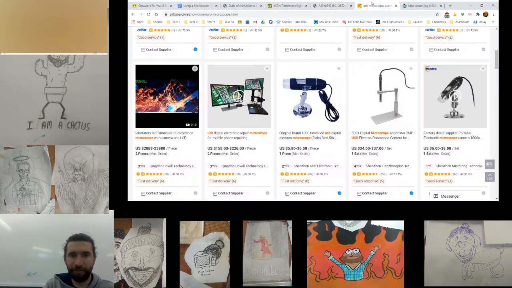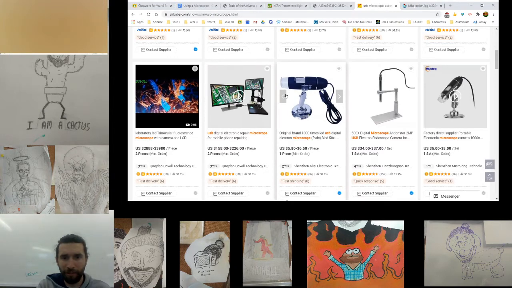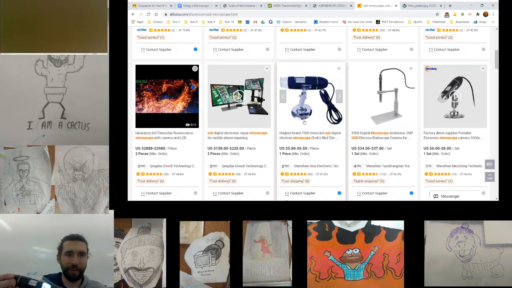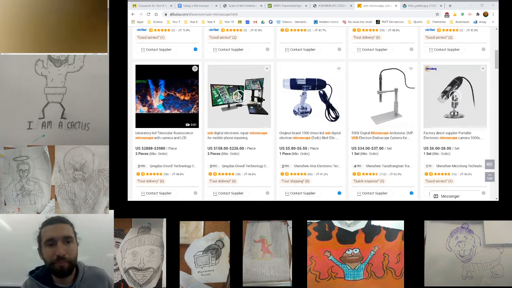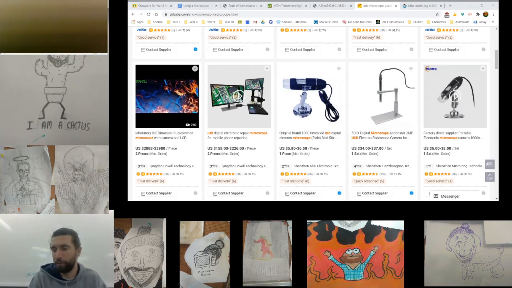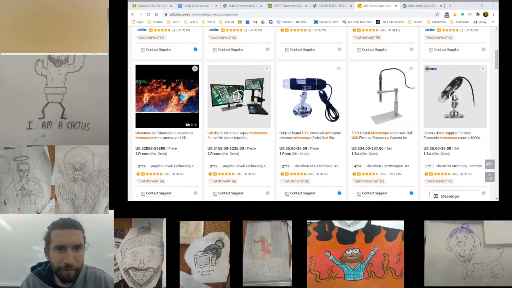But what we do have is one of these microscopes. This is just off Alibaba, but I'm sure you can get it anywhere else. This one here is the one I use at school. There it is. And they're only worth about $7. So you can buy one of these and they work perfectly well. If you look in the top left, I'll make that bigger.